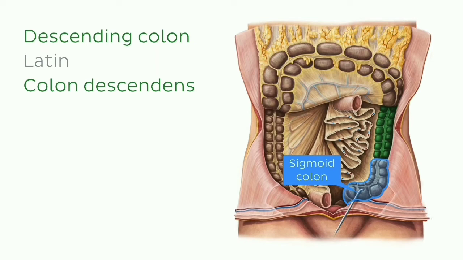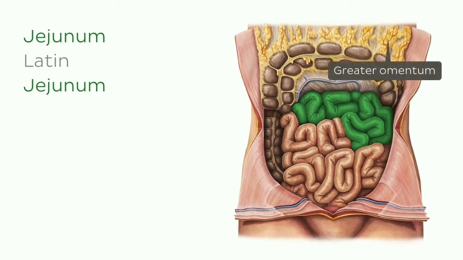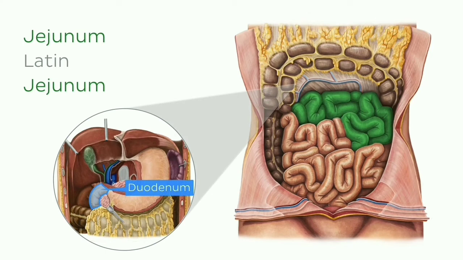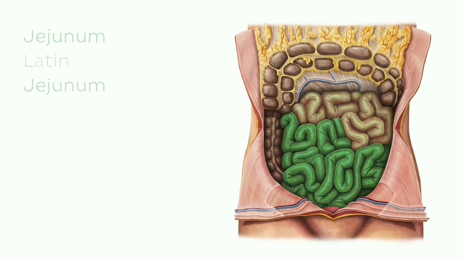Now let's move on and talk about the small intestine, starting with the jejunum. So as we mentioned earlier, the greater omentum floats on the surface of the intestines. So we have to reflect it upwards to see this structure. The jejunum is continuous with the duodenum, which is the first part of the small intestine. Therefore, it is the second part of the small intestine, and as we can see, it occupies the central part of the abdominal cavity.